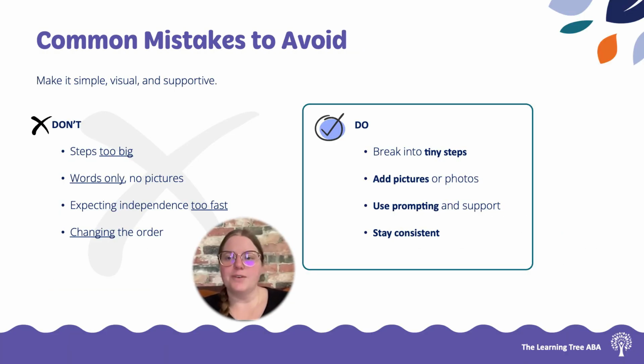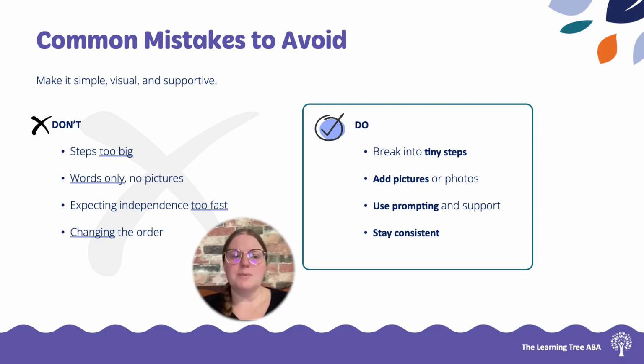Some common mistakes we want to avoid with task analysis. We want to make sure that these are simple, visual, and supportive. We don't want to make the steps too big. For example, we don't want to just say, put on the shirt. There are more steps than that. We don't want it to be words only. We want to make sure that there are pictures so that the child can glance over at the checklist and understand easily what is expected.